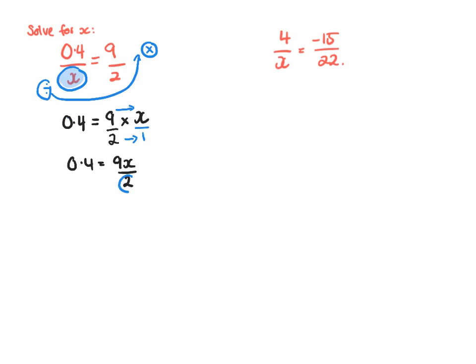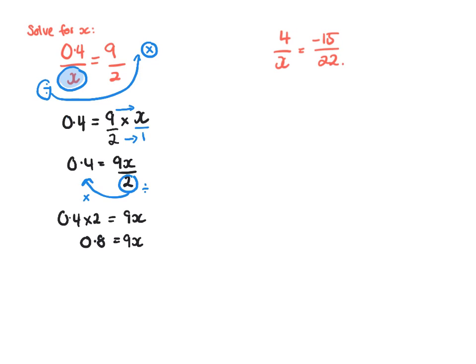So this time I'm going to move this 2 over to this. So this 2 is dividing. So if it goes over an equal sign, it will times. So let's write that out. So we've got 0.4 times 2 equals 9x. So we can do 0.4 times 2 is 0.8 equals 9x.